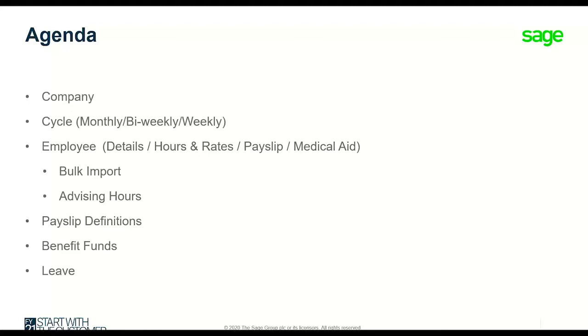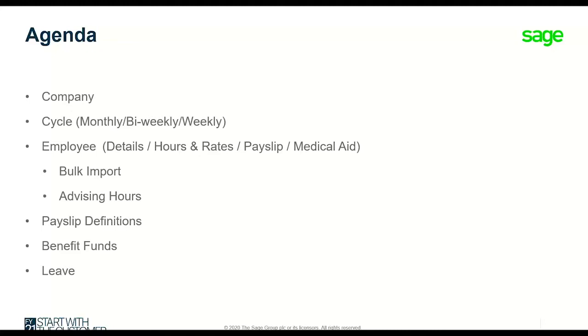From an employee perspective, we would look at capturing employee details, the hours that they will work, and the rate that we will pay them. Setting up a payslip is quite a big discussion in terms of the four payslip component sections, that is earnings, deductions, company contributions, and fringe benefits.